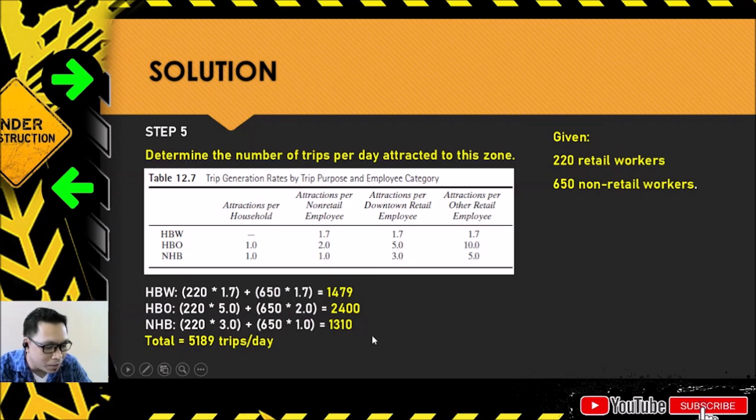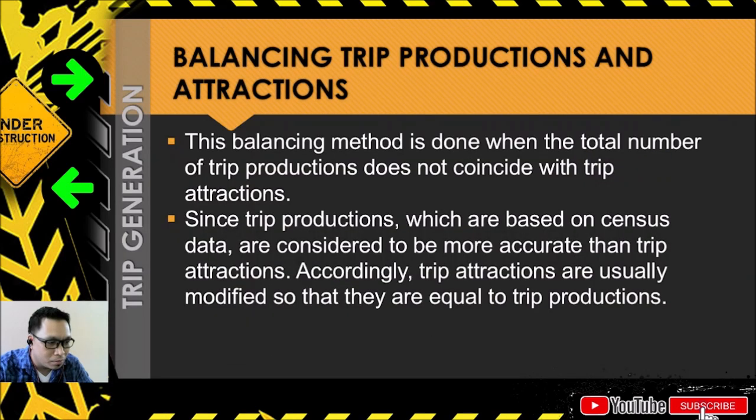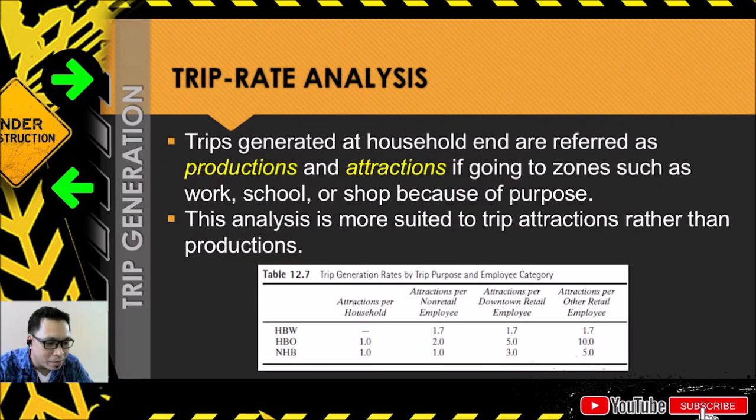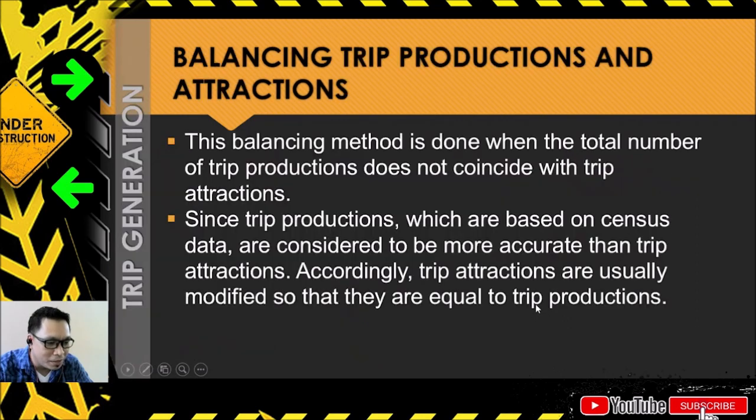So the total class of trips generated in all different types of purpose is equal to 5,189 trips per day. So that is how to calculate the number of trips based on the trip rate analysis, no? Okay. So that is the final answer.